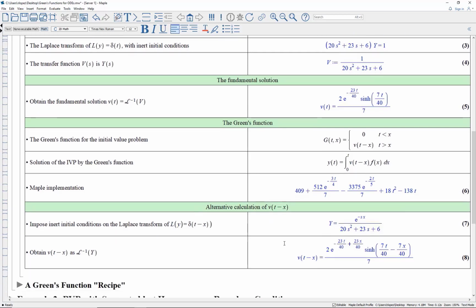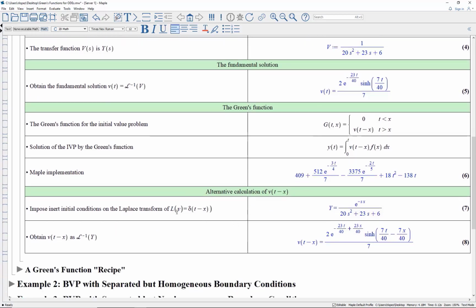There is an alternate that you can employ here. You set the differential equation, or differential operator, Ly, equal to delta of t minus x, which takes the shift ahead of time. Then the transform of that gives you this expression. When you invert that, you immediately get v of t minus x, which is the expression that we had for v of t minus x if we make that shift here.